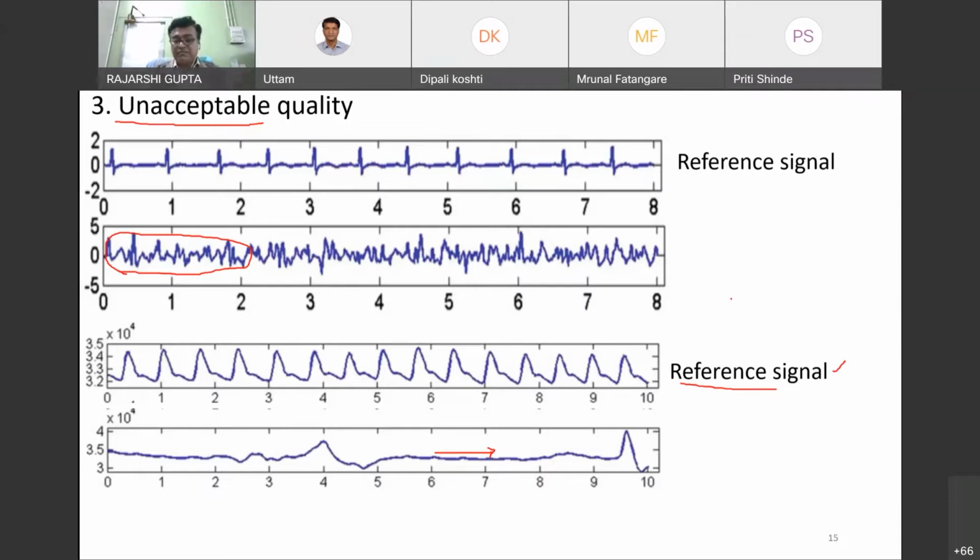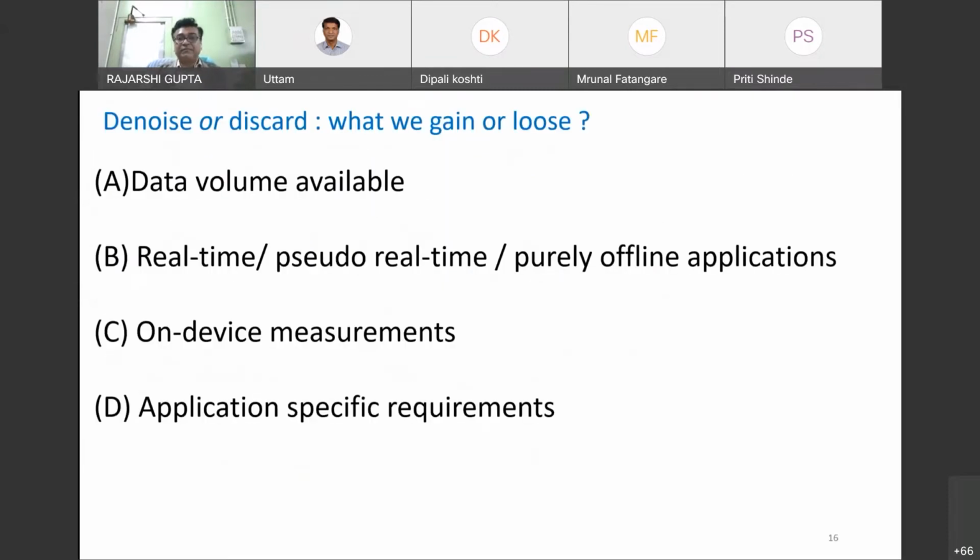So the reference signal must be shown to the doctor. An important point to consider is that, since we know that in certain cases we can denoise the signal, the question is, when we talk about quality, we need to judge or decide whether to denoise the signal or to discard it. And in either case, what we gain or what we lose.